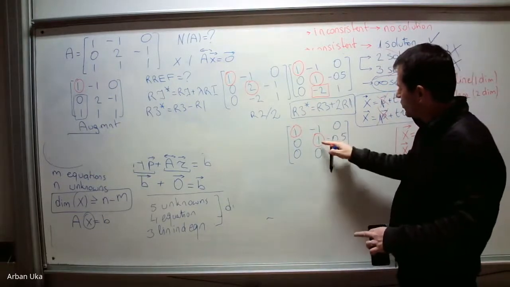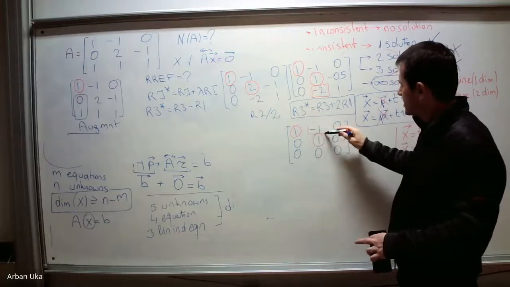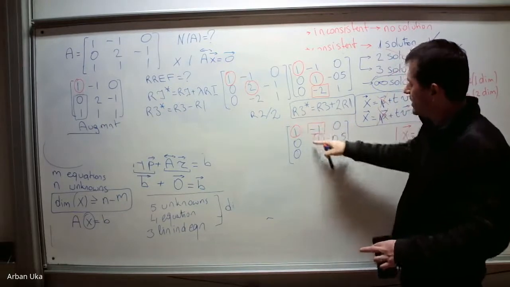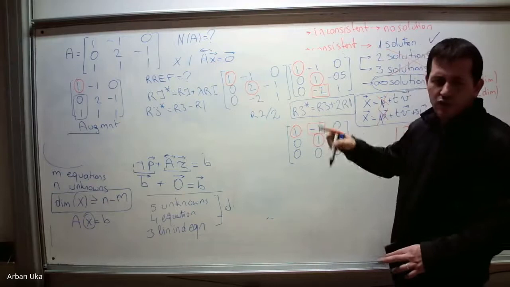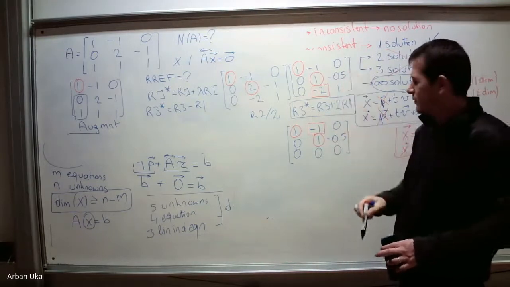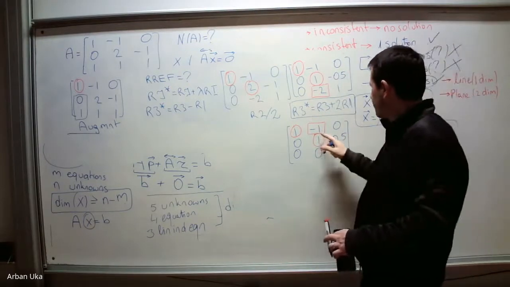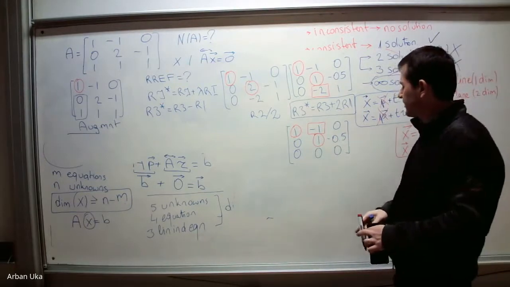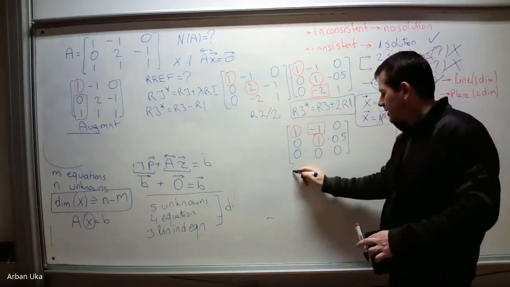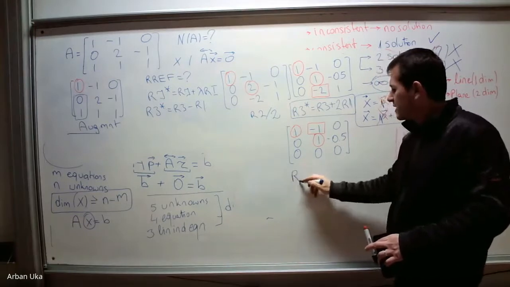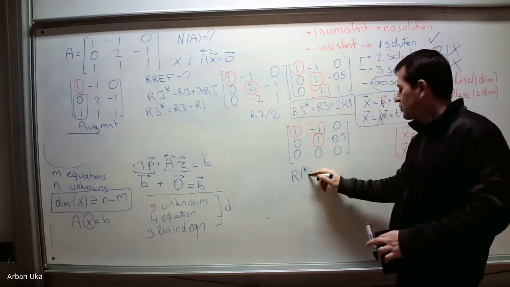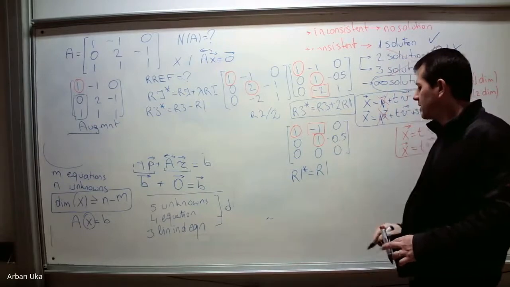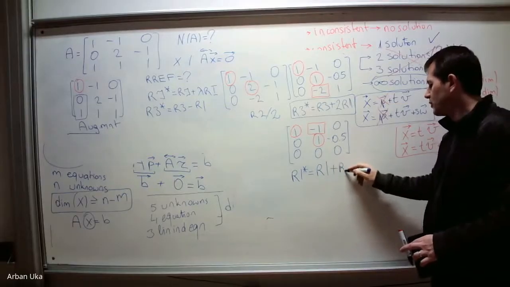I think we can use this element here to make this 0, because all the leading ones should have only zeros above and below. So to do this, we use this second row as a pivot, as a reference. Then we see that row 1 star would be equal to row 1, then what? Plus row 2. Exactly, plus row 2.